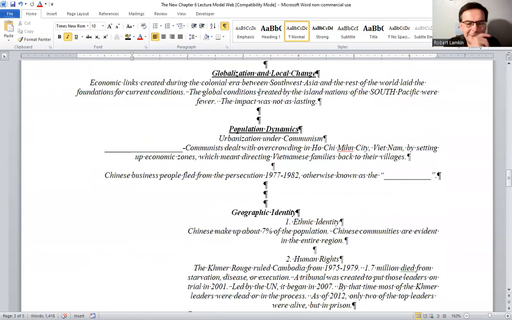Globalization and local change. Here we go. Globalization, local change. Got a little set of notes there for you.